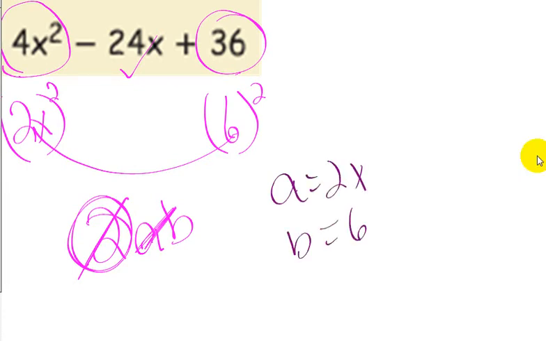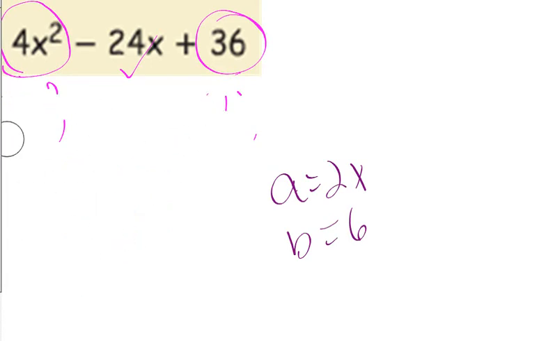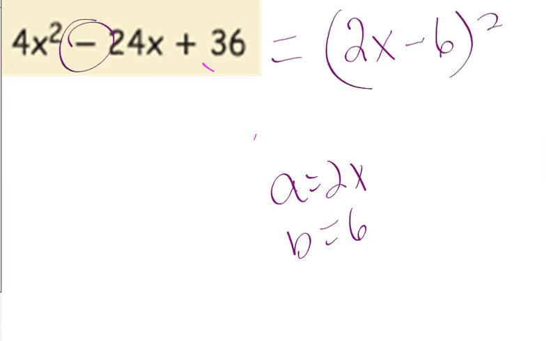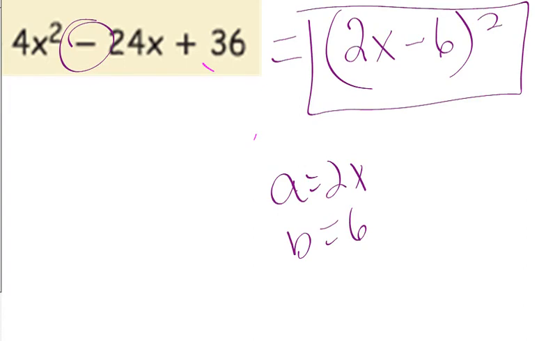So it checks out to be a perfect square trinomial. Now that we see that it's a perfect square trinomial, we can just say my factored form is 2x minus 6, squared, because we've got a negative. And that's all there is to it.